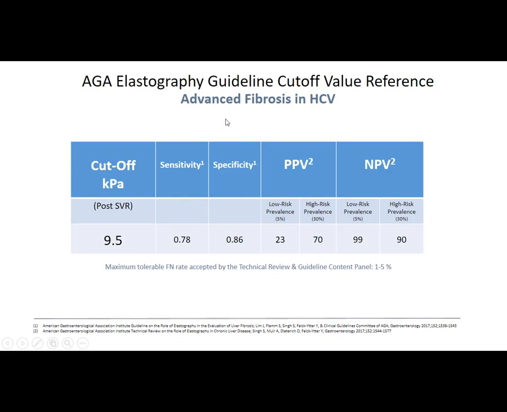Okay, so here's the advanced fibrosis guidelines. The number is 9.5, and the negative predictive values, 99 and 90, are well within the 5 and 10% maximal tolerable range here. So 9.5 cutoff, stage 3 disease, for lifelong HCC screening.